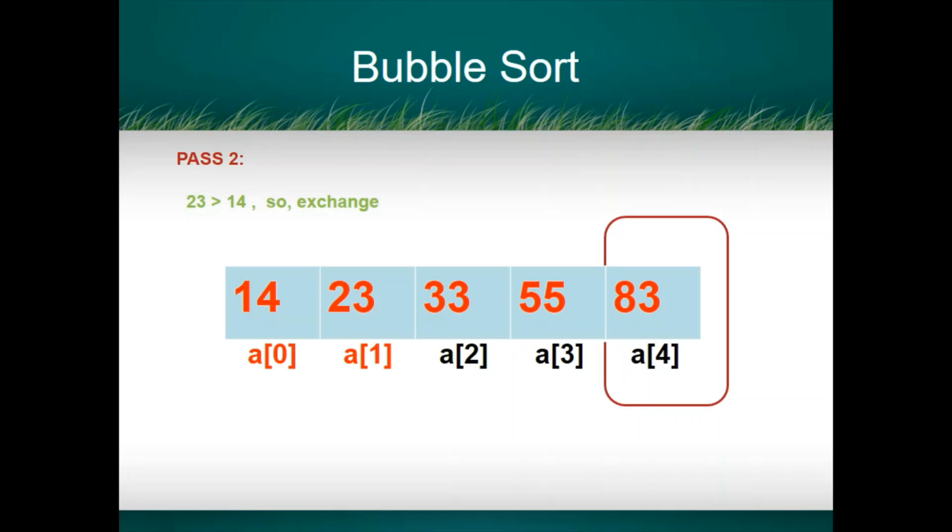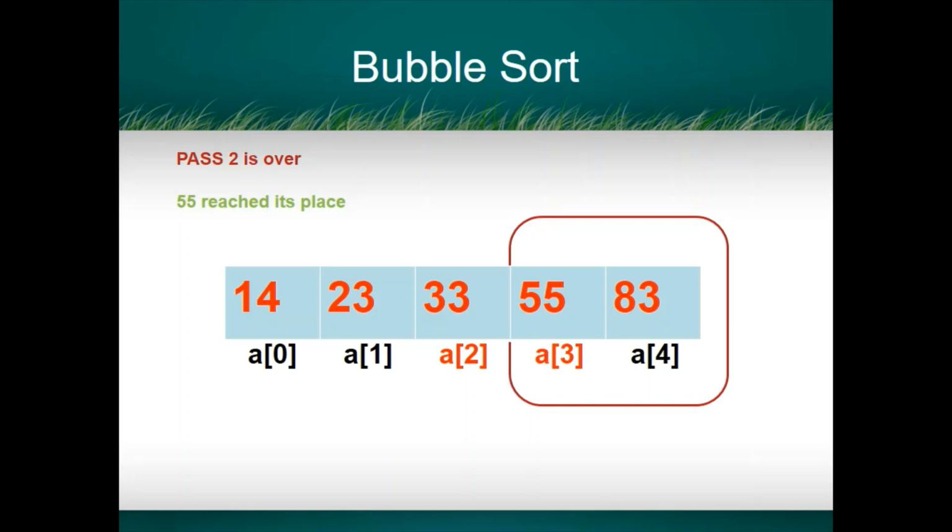Next we compare 23 and 33. Since 23 is less than 33, there is no exchange. We need not swap the elements. Next we compare a of 2 and a of 3, 33 and 55. They are also in order. So we need not swap them. Now pass 2 is over. Iteration 2 is over. In the first iteration, the biggest element moved to the last position. In the second iteration, the next biggest element, which is 55, moved to the last but one position.